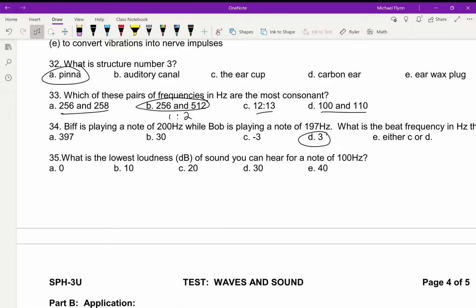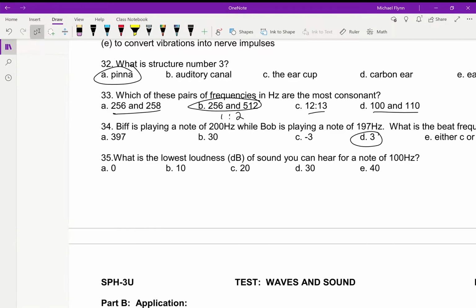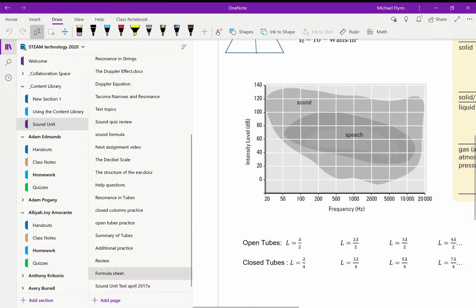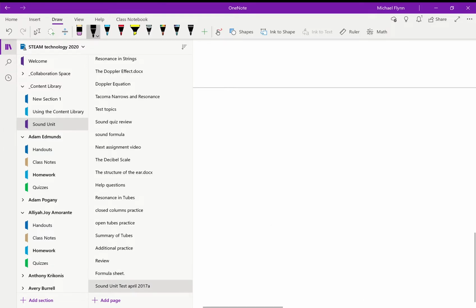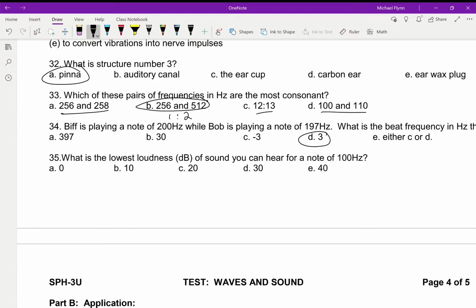What is the loudness of a sound you can hear for a note of 100 hertz? For that, you have to look on the formula sheet. So look, I go to 100 hertz, and then I go up to the bottom of this blob, and that corresponds to 40 decibels. So a sound at 100 hertz would have to be 40 decibels at least for me to hear it. So let me go back to the test. So the answer is 40. There you go.